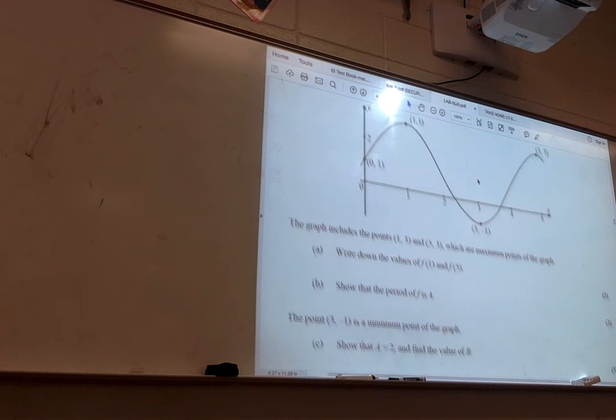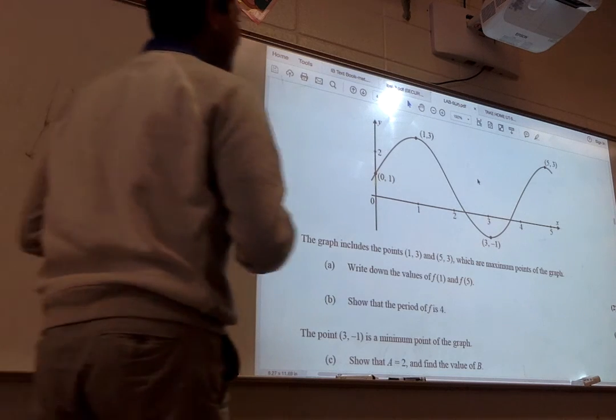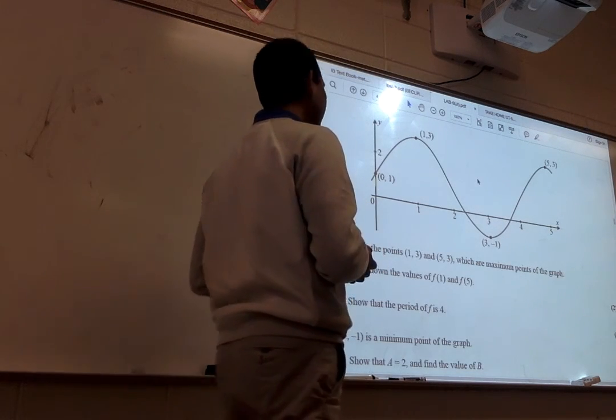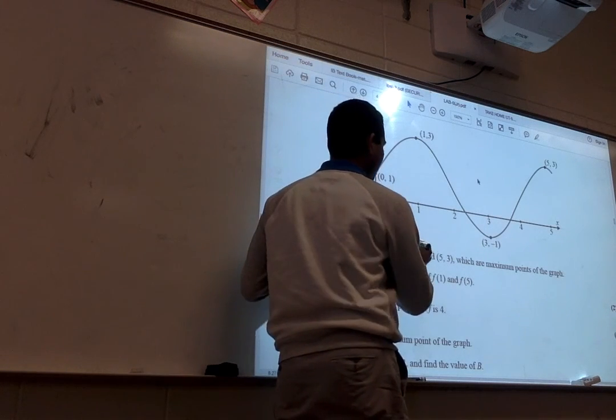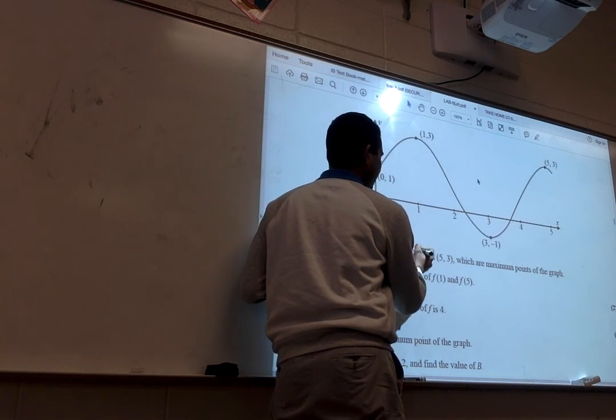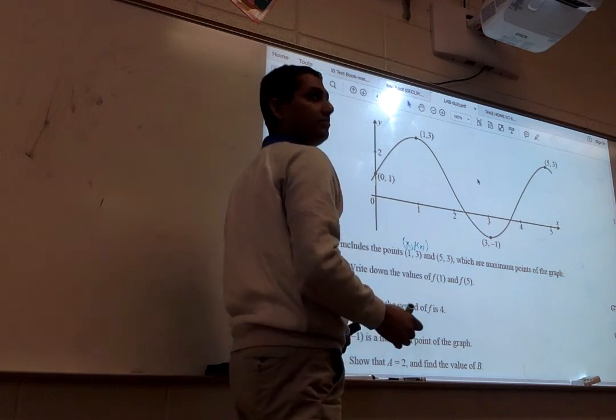So here is the graph. The graph includes the points (1, 3) and (5, 3), which are maximum points of the graph. Write down the values of f of 1 and f of 5. So this is like x and f of x, right? F of x is always your y value.